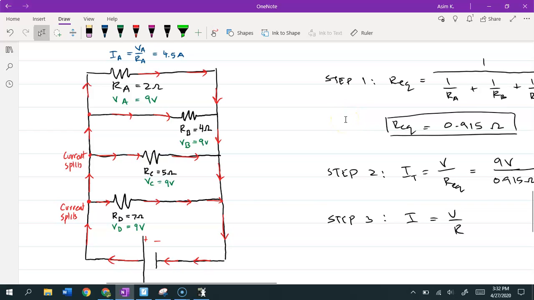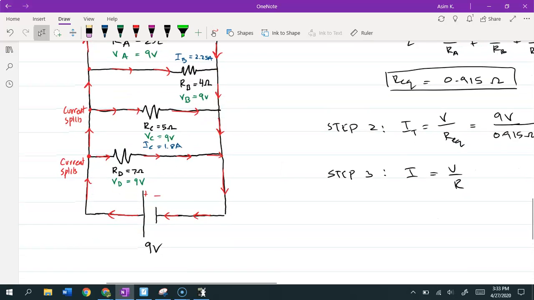The next one, same exact idea, so I won't write the work, but take V and divide by B, and I believe 9 divided by 4 is 2.25 amperes. So that's how much current runs through that one. All right, third one, IC. 9 divided by 5, I believe, is 1.8. You can check me on that. I may be wrong. So that's 1.8 amperes.